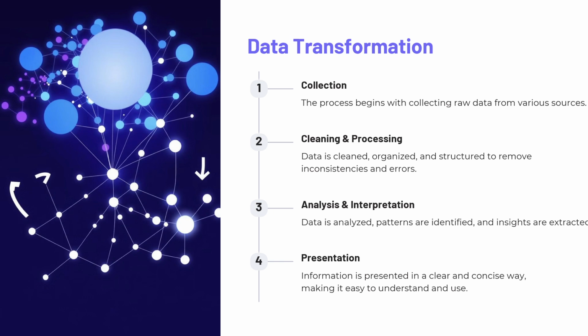Now, how is data transformed into the information? There are some basic steps involved. The very first step is collection of raw data. From the various sources, data is being collected, and then that data is cleaned and processed, so that it is transformed into the organized and structured way to remove the inconsistencies and errors.